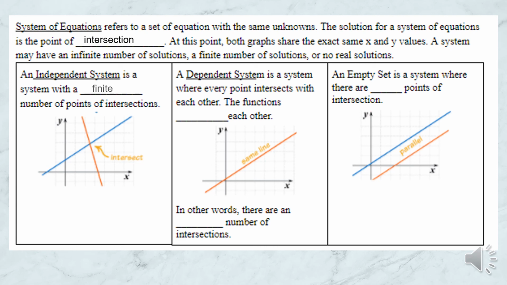So an independent system has a finite number of intersections, in other words, a finite number of solutions. A dependent system is where every point intersects with each other. In other words, the functions overlap one another, or they're the exact same line. So that way they have an infinite number of intersections. An empty set is a system where there are no points of intersection. So parallel lines, for example, would be an empty set.